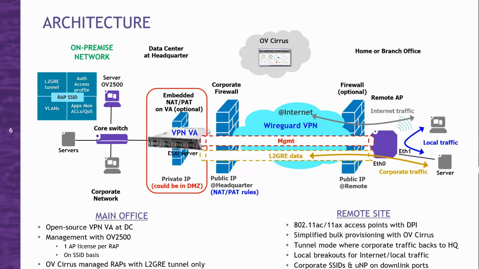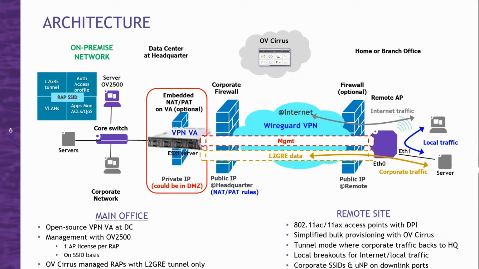At main office side and customer existing network, the VPN appliance installation is done in data center without license, with VPN endpoints and RAP network management. VPN installation can be done with or without corporate firewall. The RAP management is done with OV2500 and is on SSID basis, with one or more SSID for RAP.